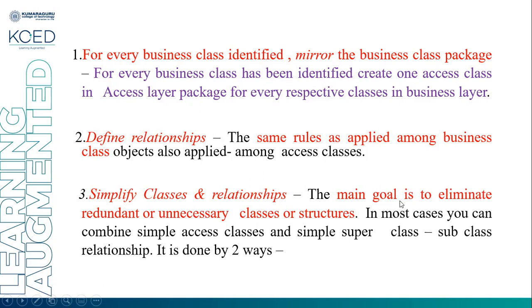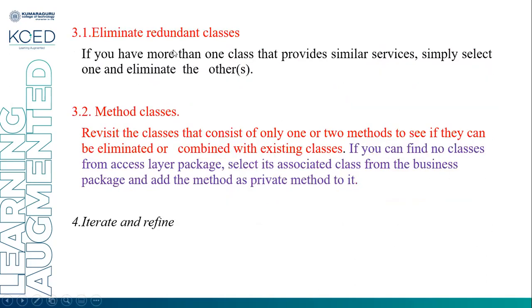Simplify the class relationships. The main goal is to eliminate redundant or unnecessary classes or structures. In most cases, you can combine the simple classes and simple superclass-subclass relationships. It is done in two ways. First one is eliminate the redundant classes. If you have more than one class that provides similar services, simply select one and eliminate the other.